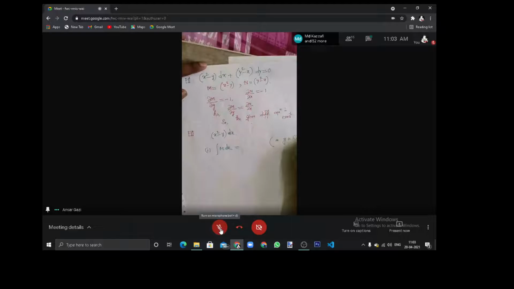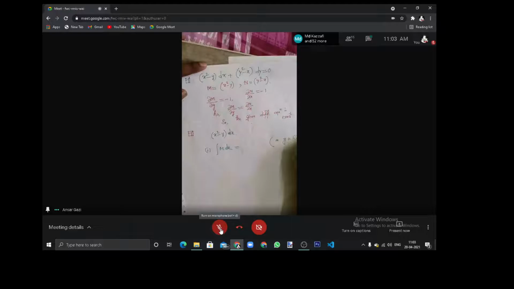Sorry, the integration of cos x is sin x. But sir, the derivative is minus. Okay, so plus y sin x. Now integration of N dy, N is sin x minus x sin y. Integrating with respect to y, sin x is constant.